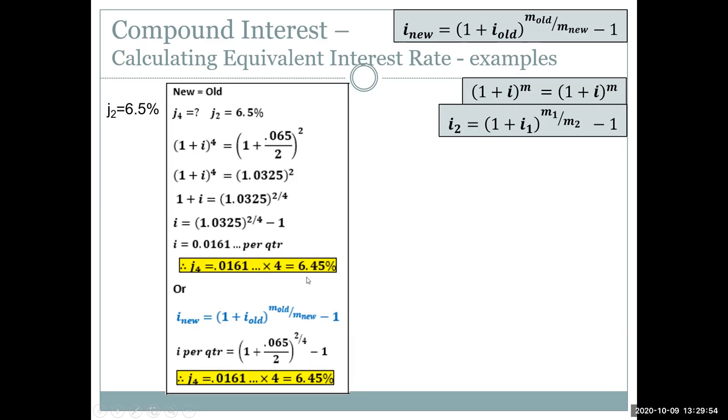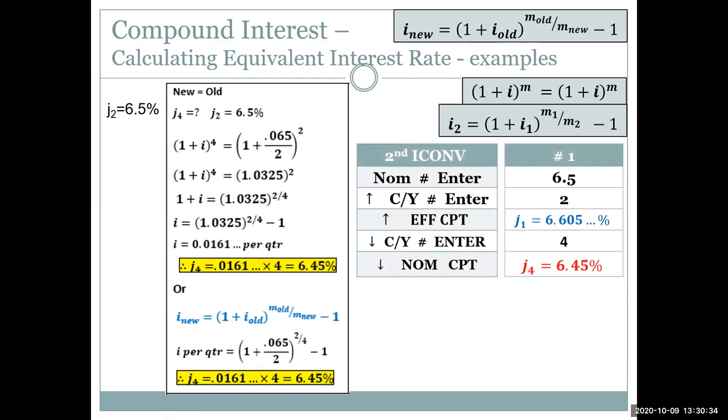Now, if you wanted to use the actual formula from the textbook, the I2, and remember 2 is considered the new one. So our I new one, and that's going to be per quarter, because that's what we were looking for, is 1 plus the 0.065 over 2. The old compounding period was the 2. The new compounding period was the 4. So there's our 2 over 4, and then subtract 1. Do that calculation, you'll still get the 0.0161 with all the decimals, and to convert it into a J4, multiply it by 4, and now we have the 6.45%.